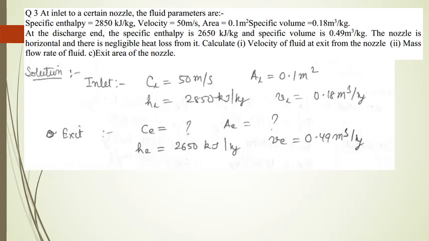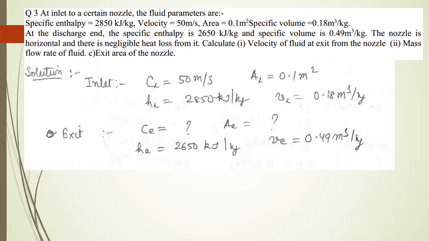At inlet to a certain nozzle, the fluid parameters are specific enthalpy 2850 kilojoule per kg, velocity is equal to 50 meter per second, area 0.1 meter square, specific volume 0.18 meter cube per kg. At the discharge end, that is exit end, the specific enthalpy is 2650 kilojoule per kg and specific volume is 0.49 meter cube per kg. The nozzle is horizontal and there is negligible heat loss from it.